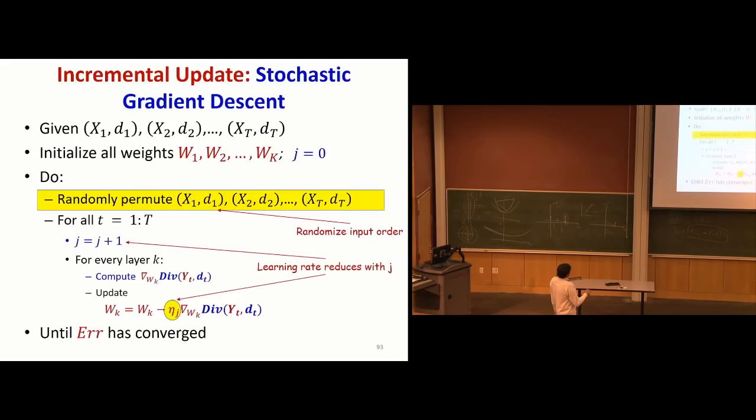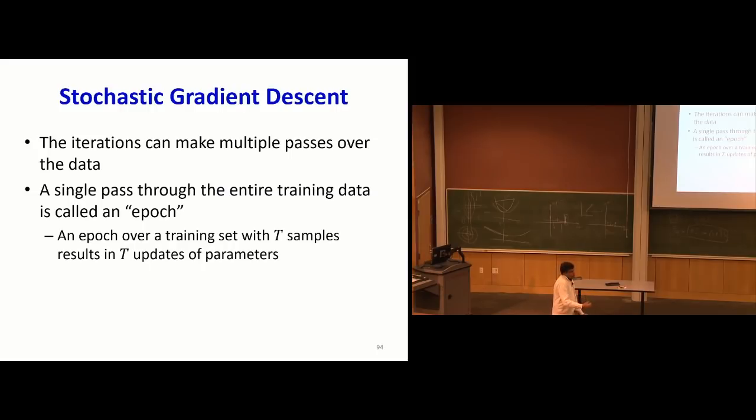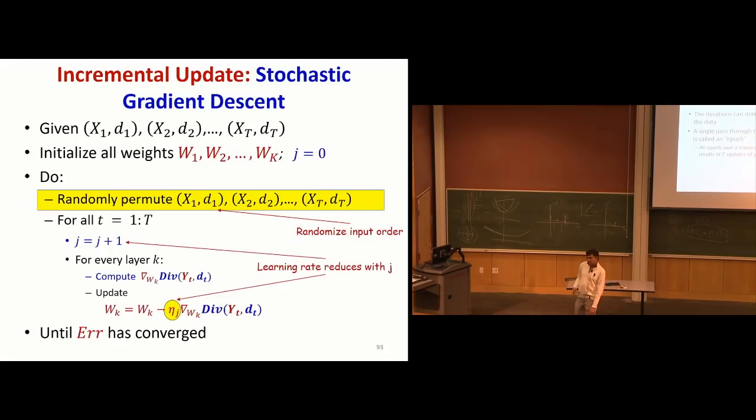The iterations, as we see, can make multiple passes over the data, right? I'm going to call each pass over the data an epoch. So an epoch over a training set with t samples is going to result in t updates. Observe that each time I go over the entire training set, for each training instance I'm going to make an update. So when I go over t training samples, I'm going to make t updates. This is something for you to keep track of, right?